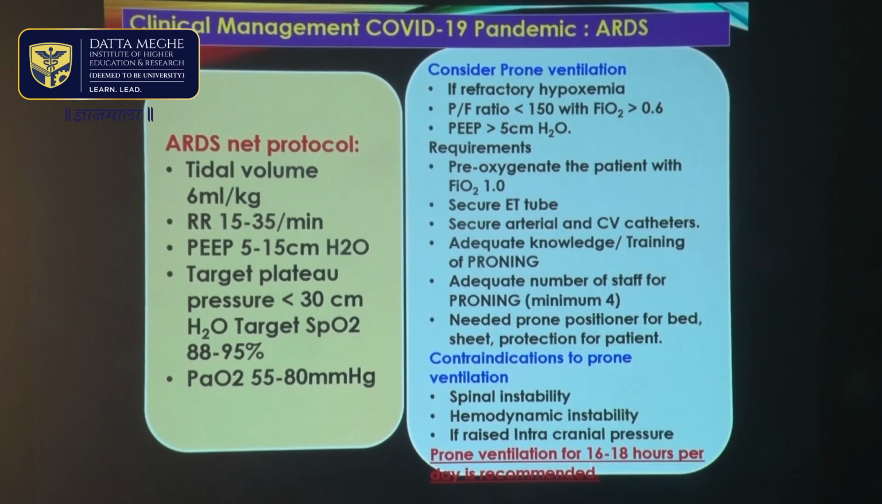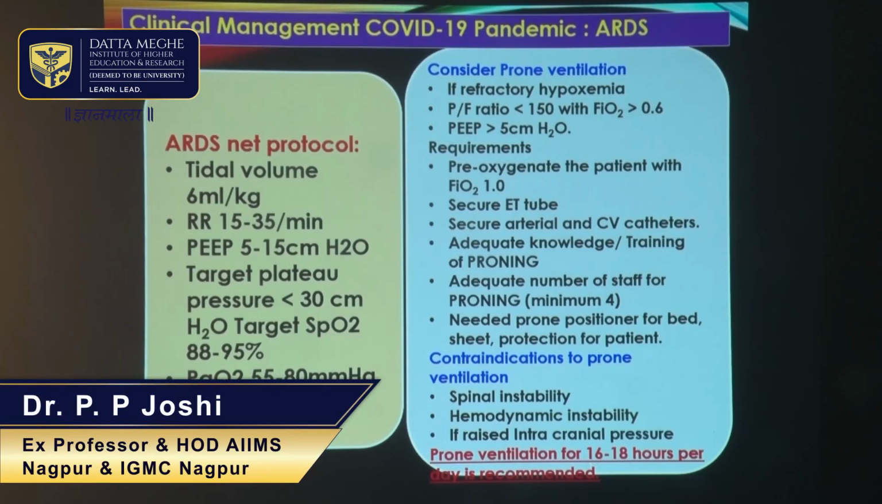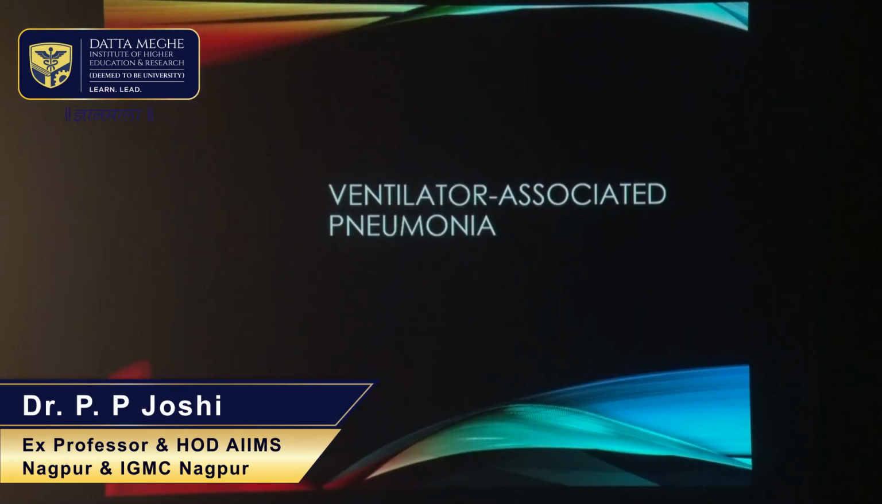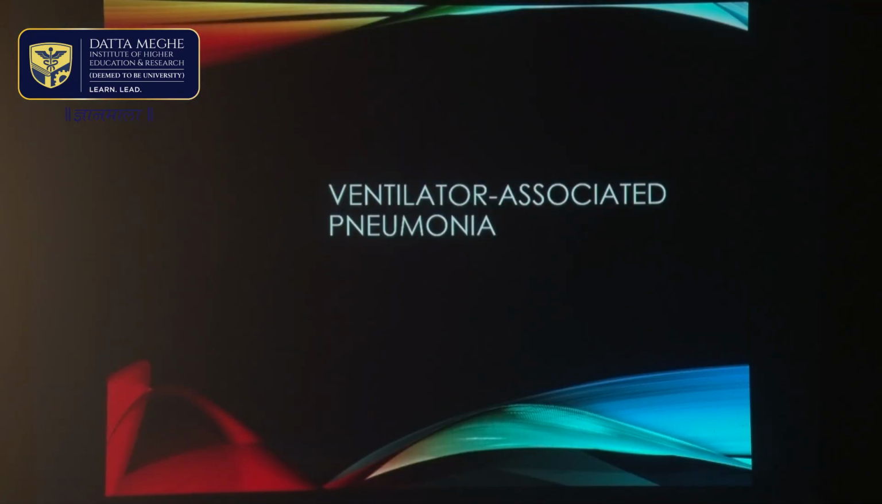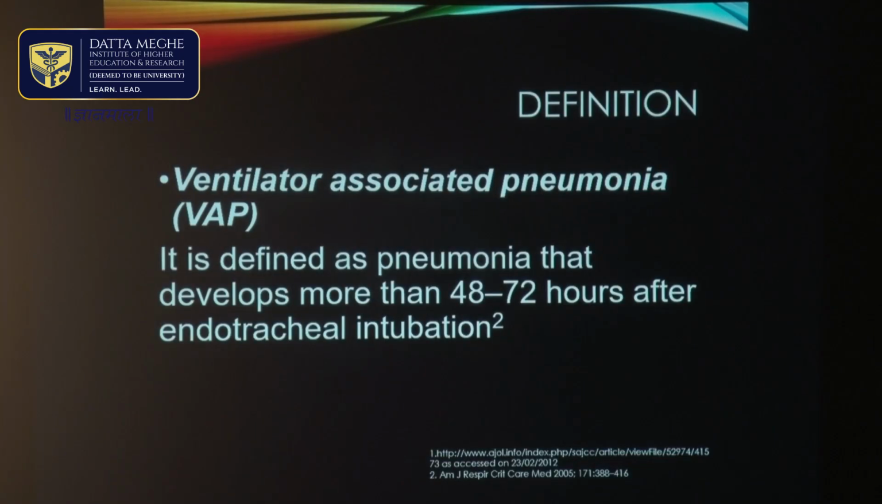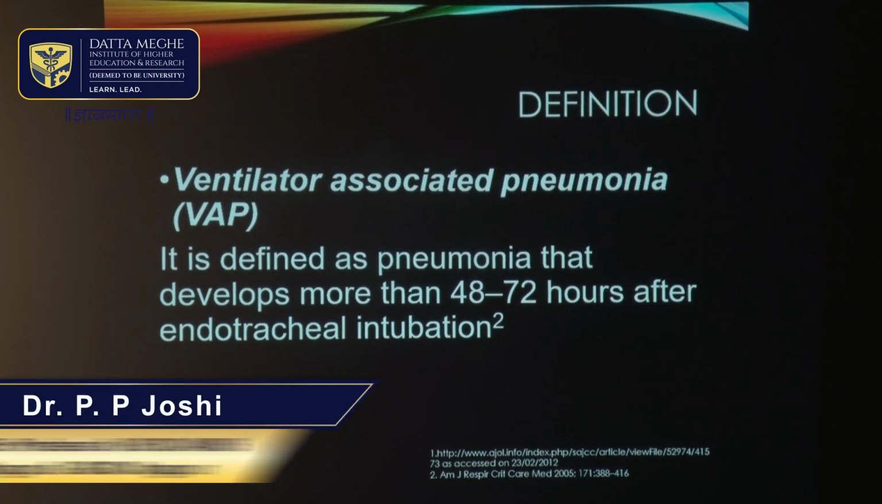Another way in which oxygenation can be improved is by giving a prone position to the patient, which may sometimes be very uncomfortable, but prone ventilation for 16 to 18 hours a day is recommended, which helps in oxygenation. Now let us talk a few words about ventilator associated pneumonias. Ventilator associated pneumonias are defined as pneumonias that develop more than 48 to 72 hours after endotracheal intubation.